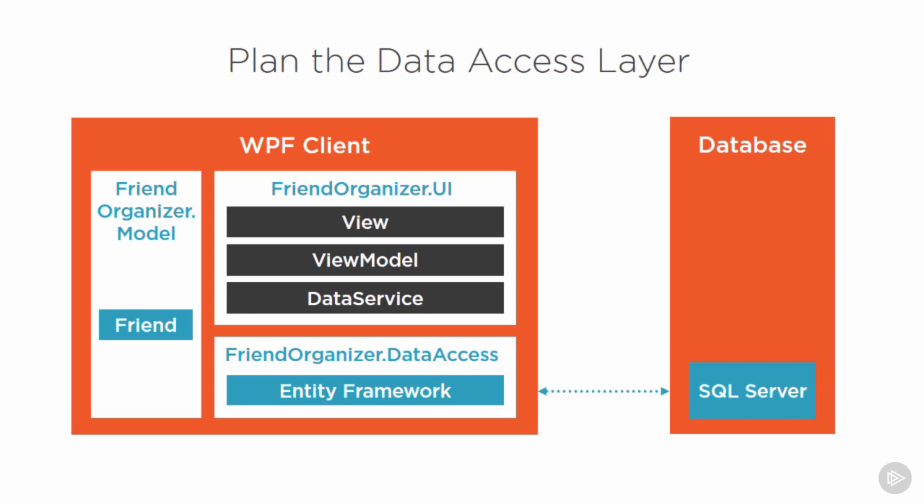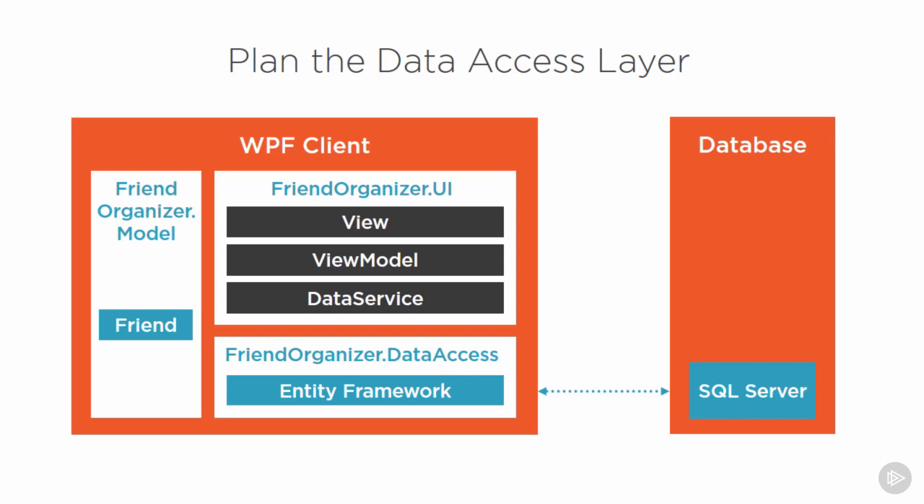When we have Entity Framework set up, the question is where we instantiate the Entity Framework DB context. The Entity Framework DB context is used to connect to SQL Server. There are many patterns around how to use the DB context. You could use, for example, the repository pattern. In the Friend Organizer application, we don't want to over-engineer things. We want to be pragmatic.